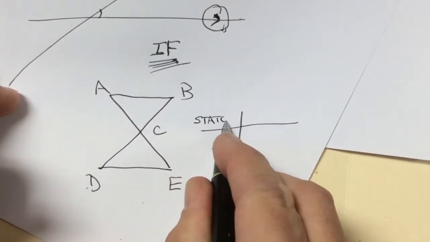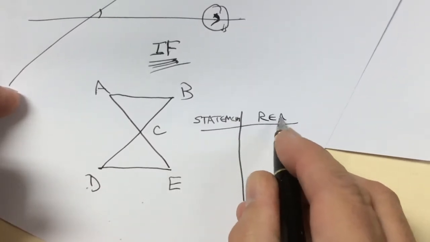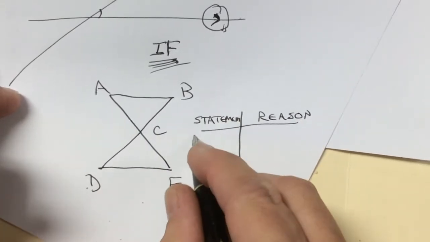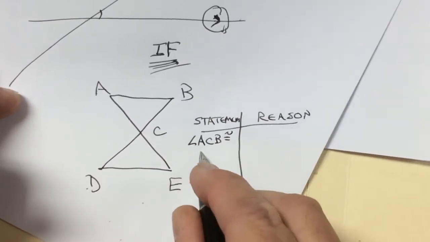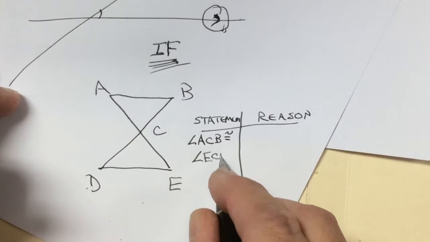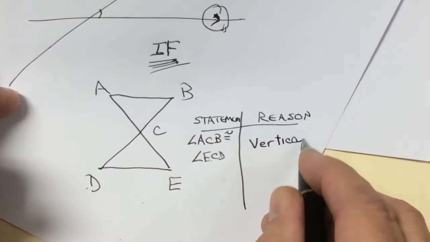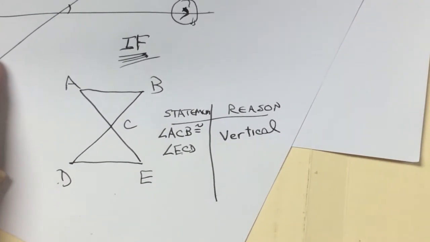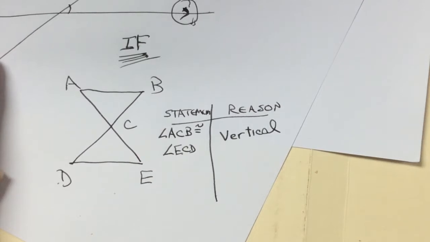But what can we say? Angle ACB is congruent to angle ECD because vertical angles are congruent. Vertical angles are always congruent. There's nothing written there that says that those two angles are congruent, but we know they are because they're vertical angles. Are there any other angles there that we can say are congruent?